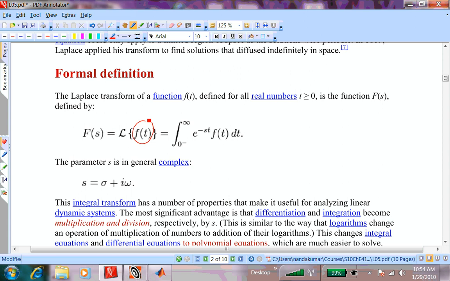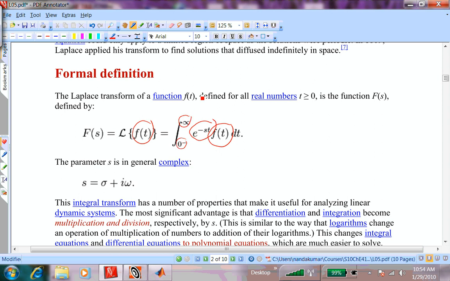How do I define it? I define it by simply taking that function, f of t, always multiplying it by e to the power minus st, and integrating with respect to t between the limits 0 minus and infinity. What does this mean? From 0 to infinity, including 0.